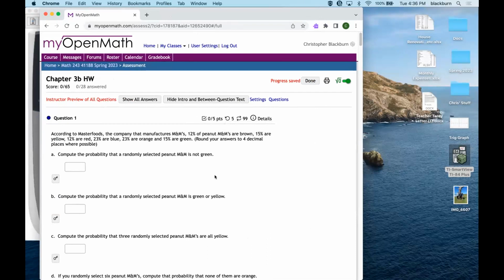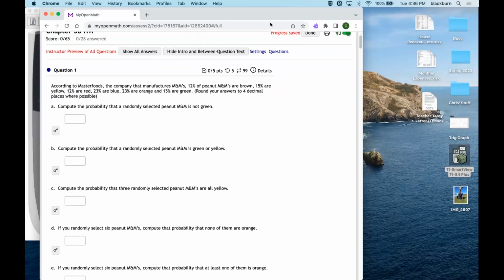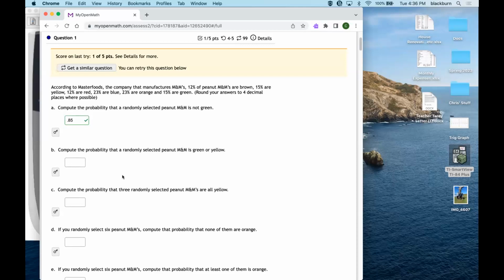According to Master Foods, the company that manufactures M&Ms, 12% of peanut M&Ms are brown, and it goes through this list of colors. So let's see, 1, 2, 3, 4, 5, 6 different colors. I didn't even realize there are 6 different colors of M&Ms. You want to know the probability that a randomly selected peanut M&M is not green. 15% of them are green, so 85% of the M&Ms are not green, right? So that's going to be 85% or 0.85.